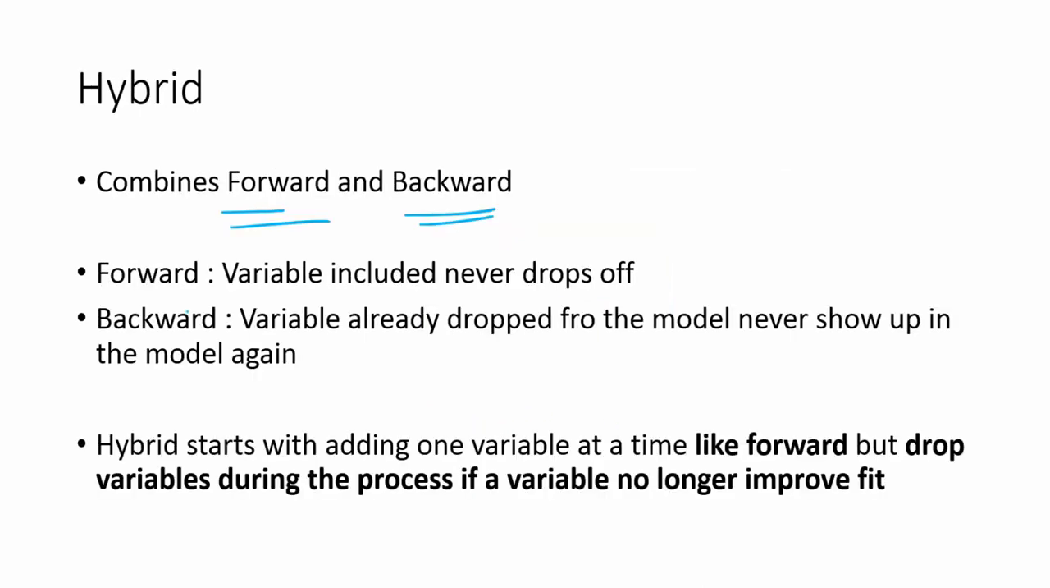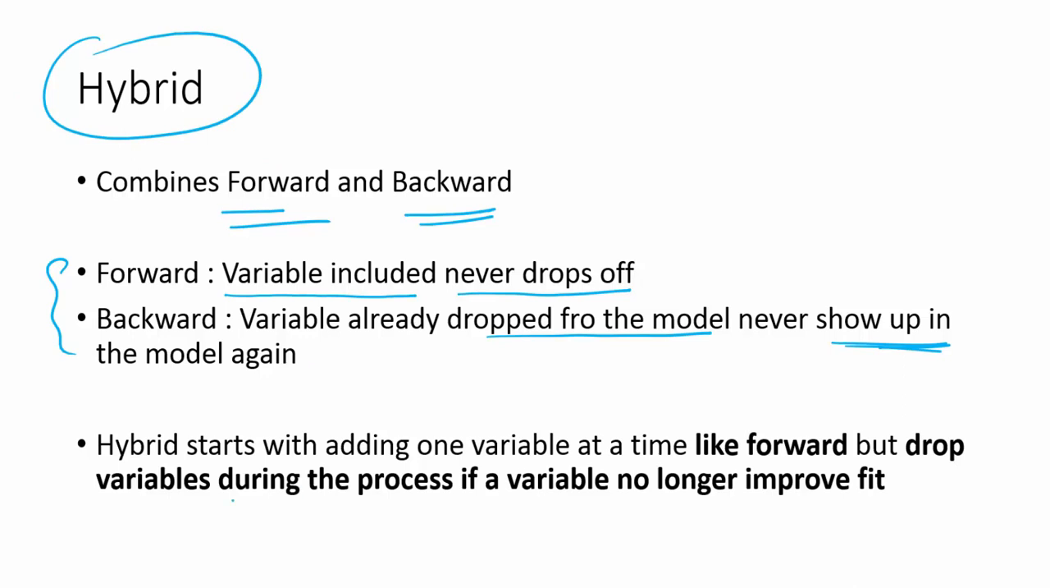In forward, a variable which is included never drops out in the next step. In backward, a variable already dropped from the model never shows up. So the hybrid model combines both. Okay. So hybrid starts with adding one variable at a time like forward, but drops variables during the process. Once dropped, it never shows up again.